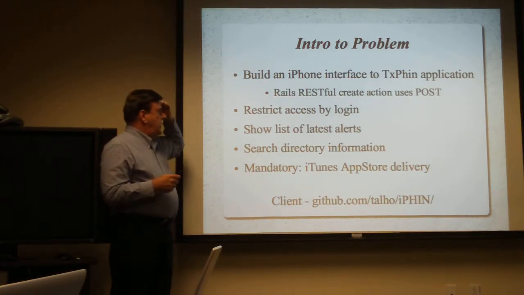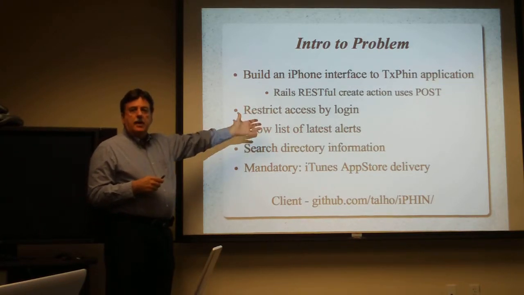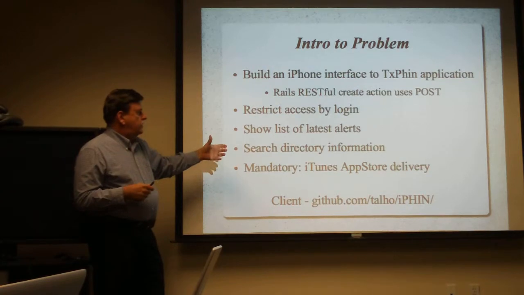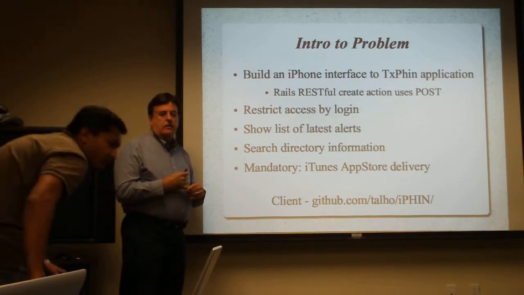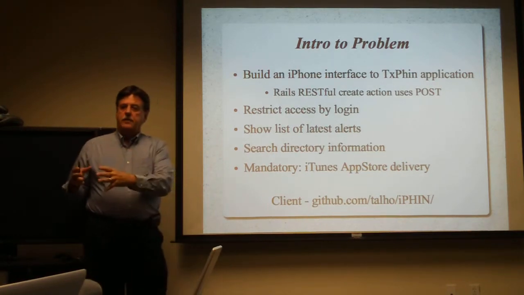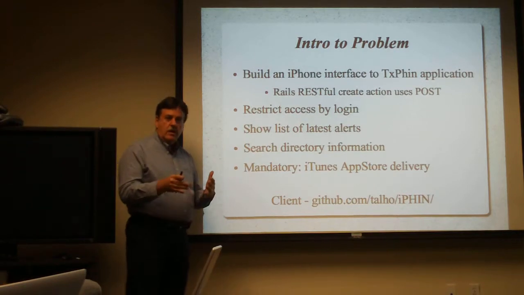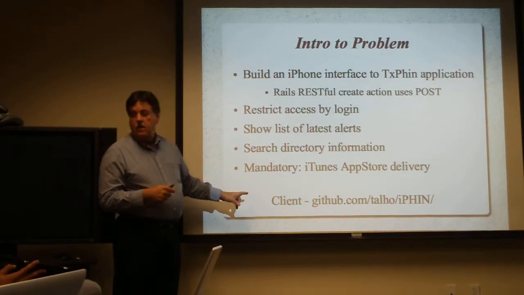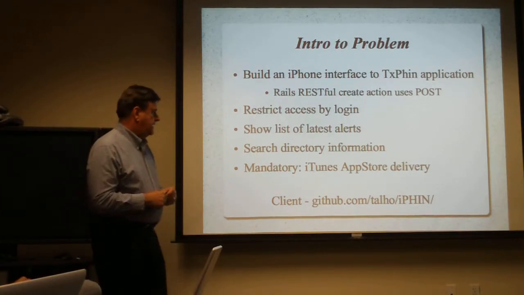Another requirement that we had was that we need to access our website by a login, because we don't want the public going out and looking at our health alerts that may not be appropriate. We show a list of the latest alerts. Another criterion we realized was helpful was, if you're in an area, you might want to find out who the officials in your area are, or if you're traveling, on your iPhone, you want to find out who's in your area. So you can do a personnel directory search. And another criterion was that this was to be delivered in the App Store.